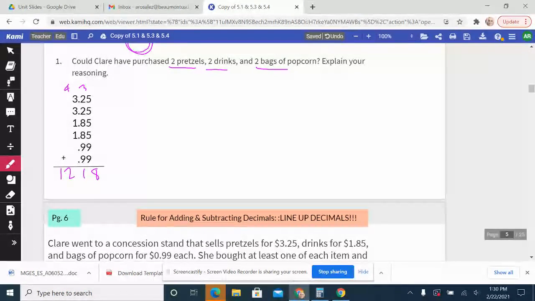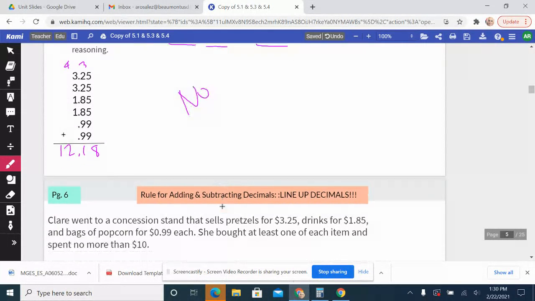Now, when you're adding and subtracting decimals, that's the easiest of all of them. All you do is you bring your decimal down. What you need to know is as long as you line up your decimals, you just carry down your decimal point at the very end. Okay, so it would be 12.18. So your answer would be no, right? You only have $10 and it's $12.18. So you don't have enough money for that.